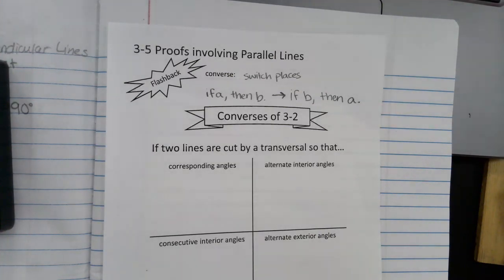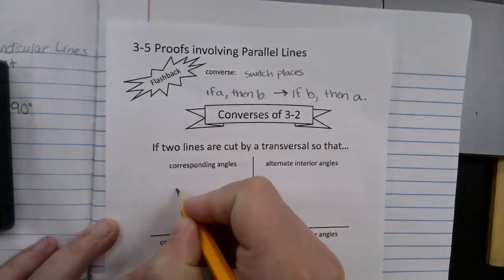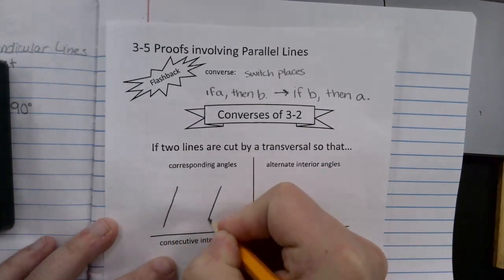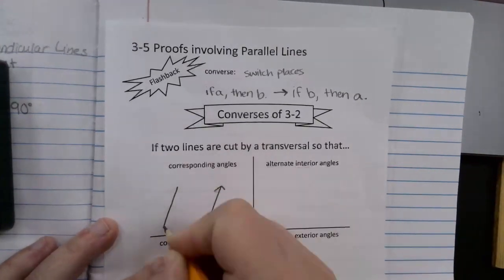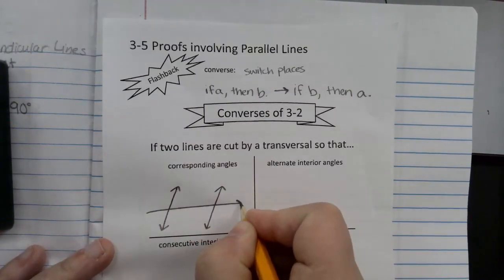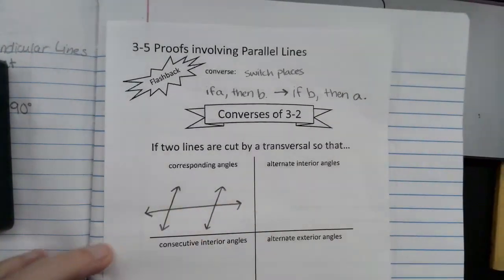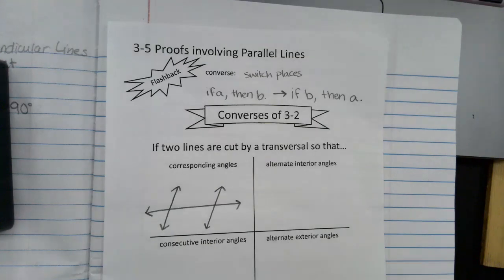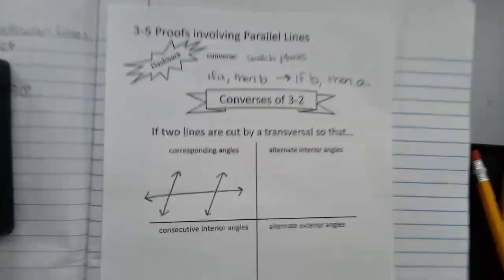It says if two lines are cut by a transversal so that corresponding angles. Let's first talk about corresponding angles. So let's draw a picture of 2 lines. And they're cut by a transversal. I don't know that they're parallel yet. That has not been said. I just know that there's 2 lines cut by a transversal. And now I have corresponding angles.